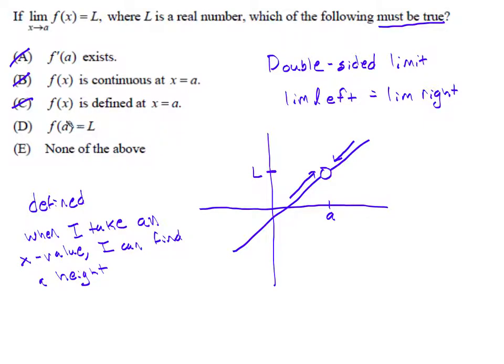F of A equals L. Translate this. What does F of A mean? If you said that's the height at A, you would be correct. So the height at A equals L, that is trying to say that there is a point here and it is equal to L, but go ahead and look at my counterexample. It does not have a height. It's a giant gap here, a giant hole in the graph. So this is not necessarily true, and the correct answer is E, none of the above.